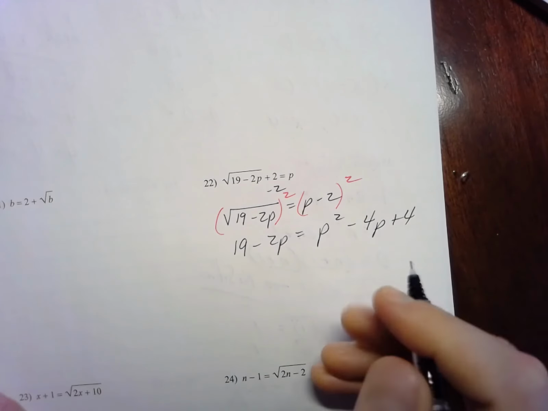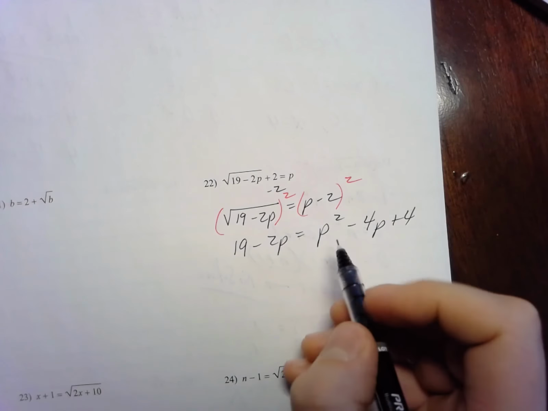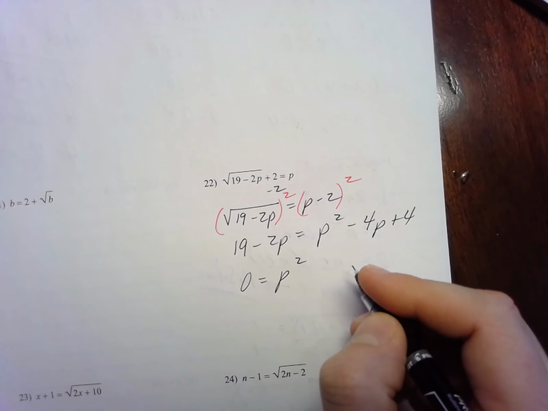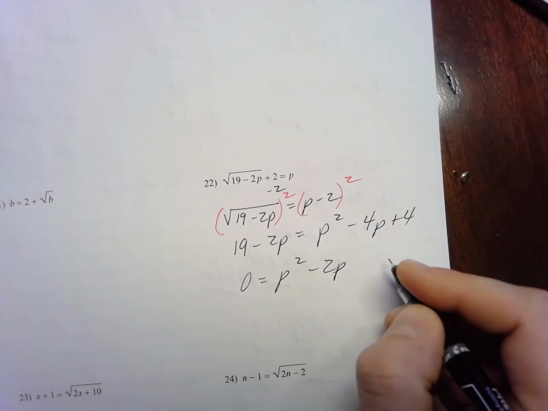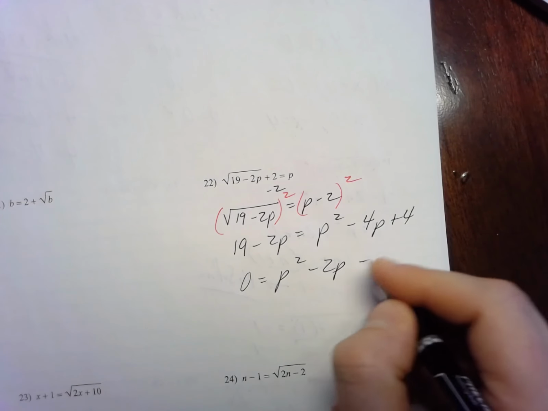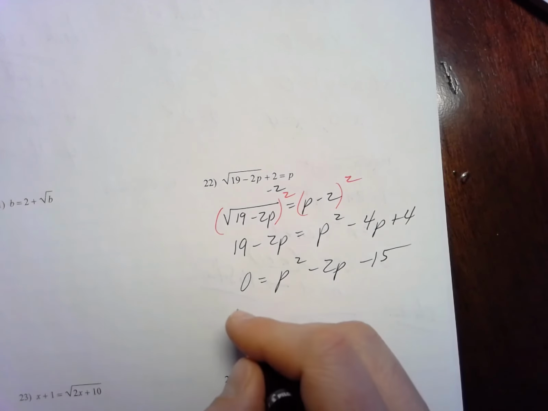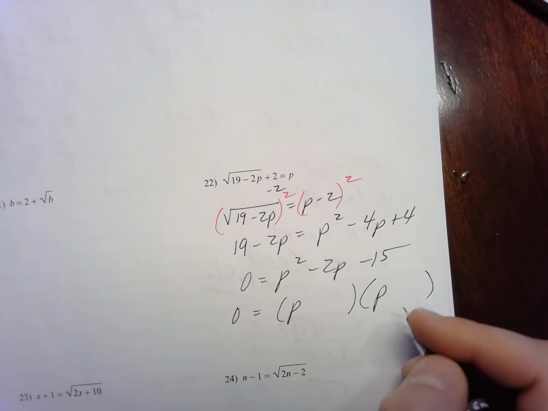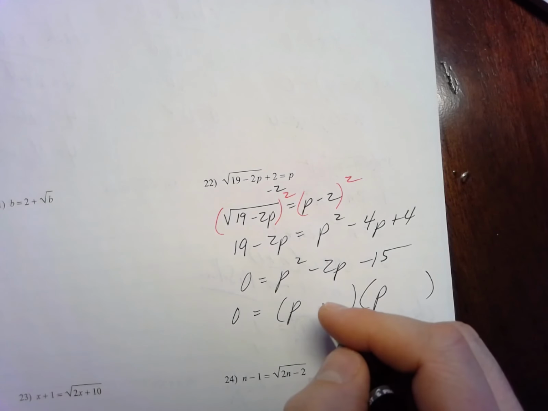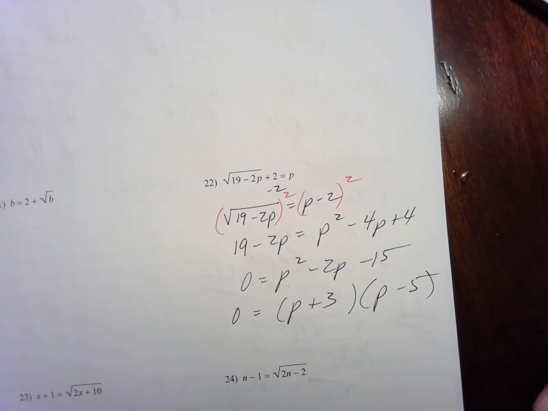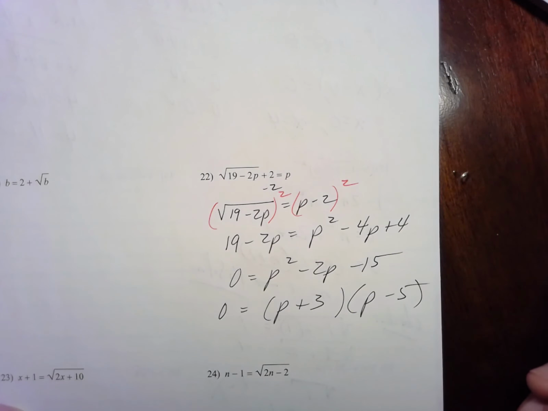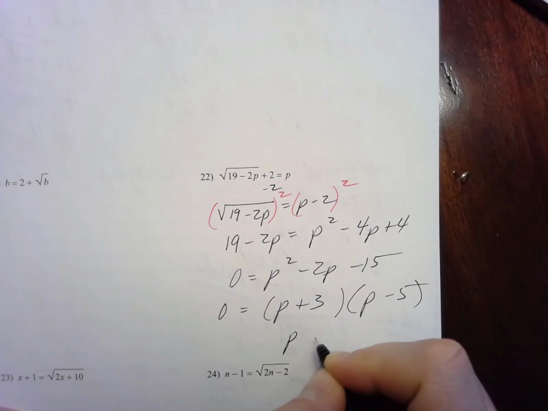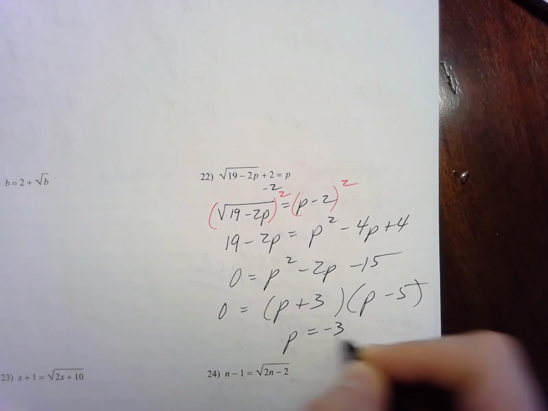And then I've got to collect everything. I'll just collect everything on the right. It seems a little bit easier. So I have that, adding 2p, and then subtracting a 19, I have that. So then here I've got p, I can see, how about a plus 3 and a minus 5? That should give me negative 2p and a negative 15. So then I'm saying here that p equals negative 3 and p equals positive 5.